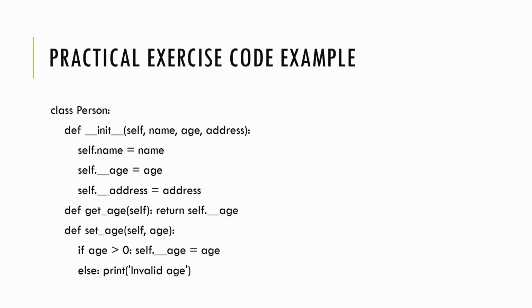Here is the code for the Python class. The constructor __init__ initializes the name, age, and address attributes. The getAge method allows access to the private __age attribute, while the setAge method ensures that age can only be updated with a valid value. Similarly, you can add methods to handle the address and any other private attributes.